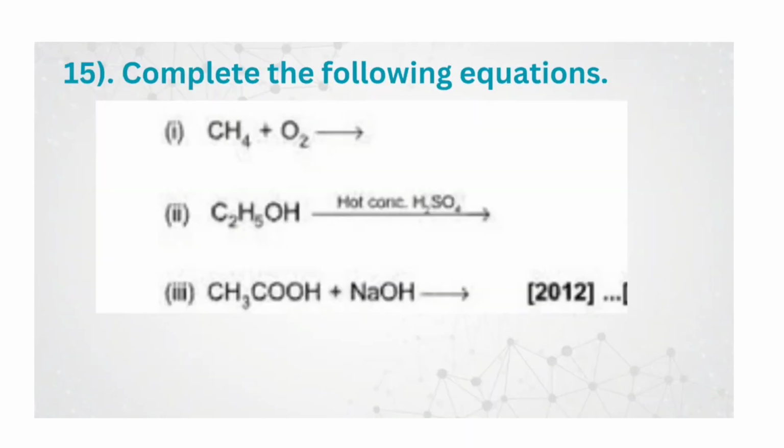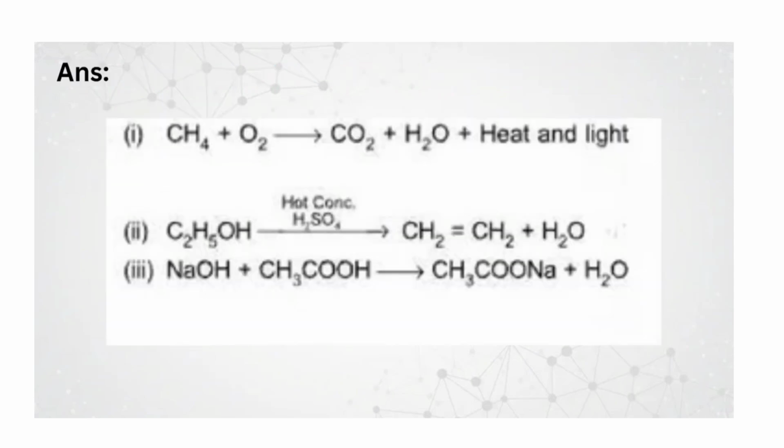Last question, 15th one. Complete the following equation. 3 equations are given. You have to fill up these equations. Answers are given. First one, CH4 plus O2, that means methane reacts with oxygen. We get the answer CO2 plus H2O, and heat and light are released. Second one, C2H5OH, that means ethanol reacts with sulfuric acid. The answer is ethene plus water. Third one, that is NaOH reacts with the acid. The answer is CH3COONa and water.